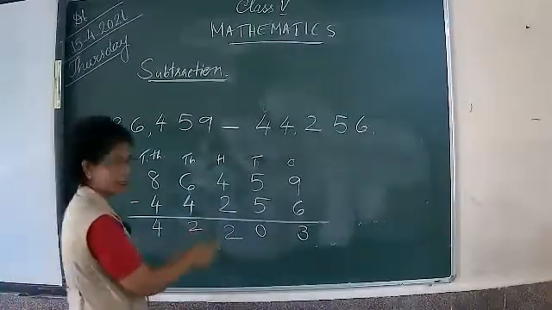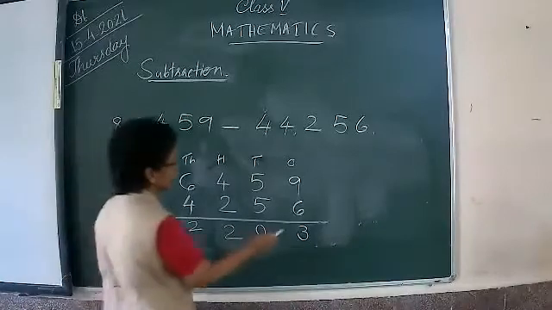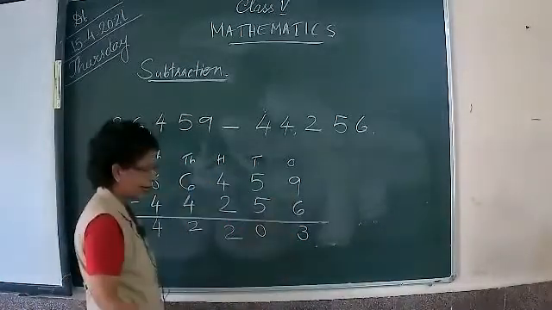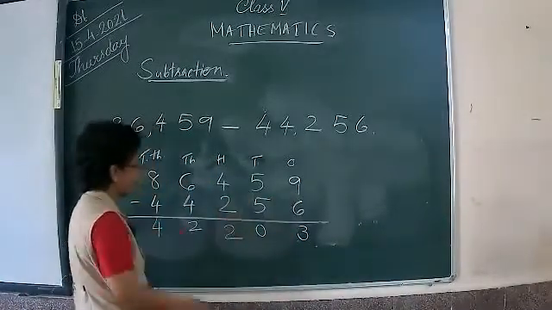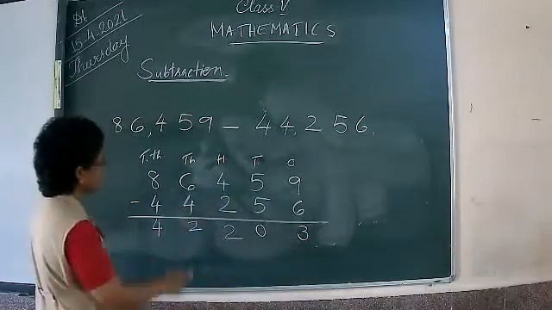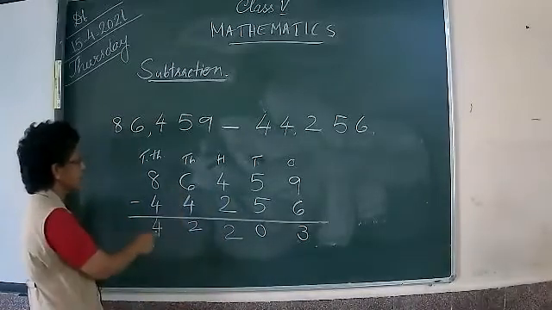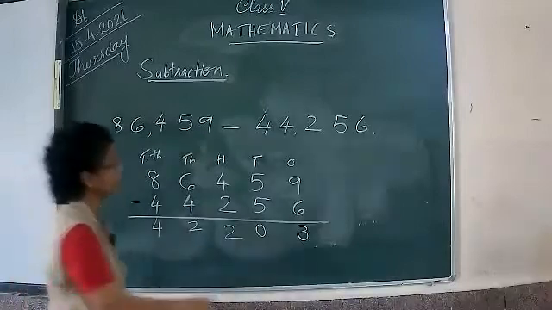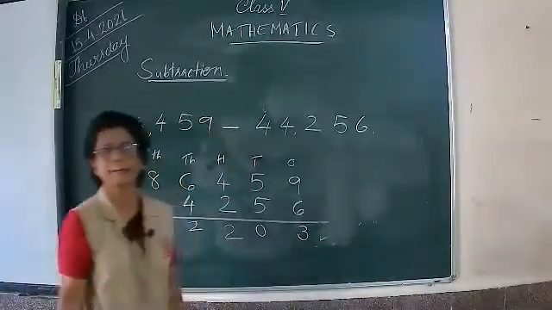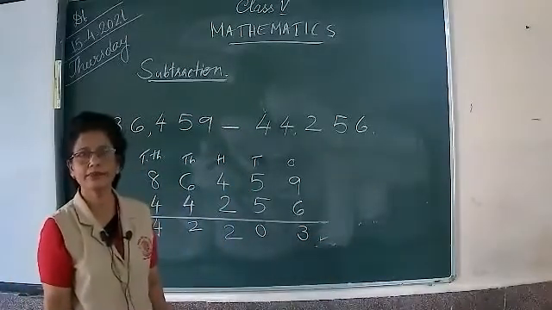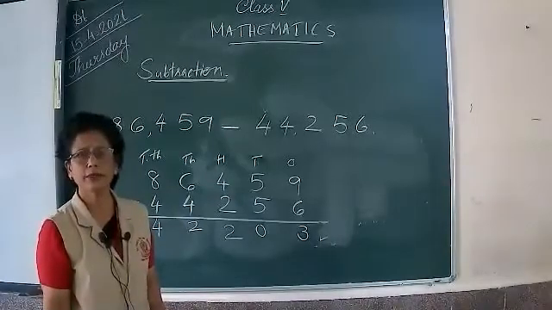Okay. Now let's check the answer is correct or not. 3 plus 6, 9. 0 plus 5, 5. 2 plus 2, 4. 2 plus 4, 6. 4 plus 4, 8. That means your answer is correct. Okay, children? Have you all understood?